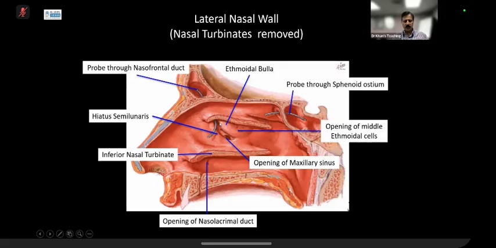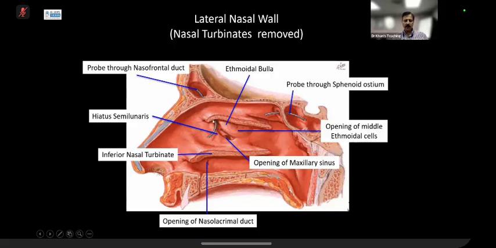One of them is this semilunar groove, which is known as hiatus semilunaris. This is a groove, and in this are various openings. Now, the first opening is for the frontal sinus. From the frontal sinus, the secretions go through the nasofrontal duct and ultimately they go into the hiatus semilunaris. And hiatus semilunaris opens into the middle meatus. And then the secretions go like this.